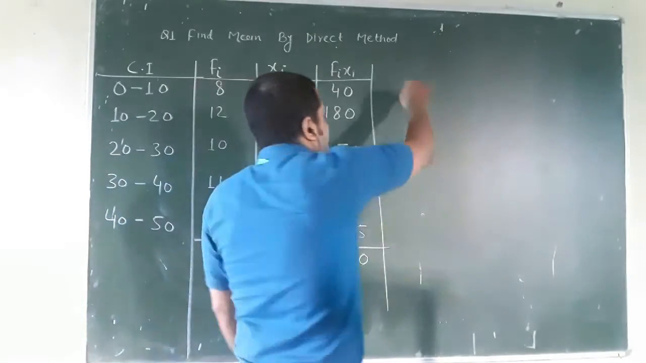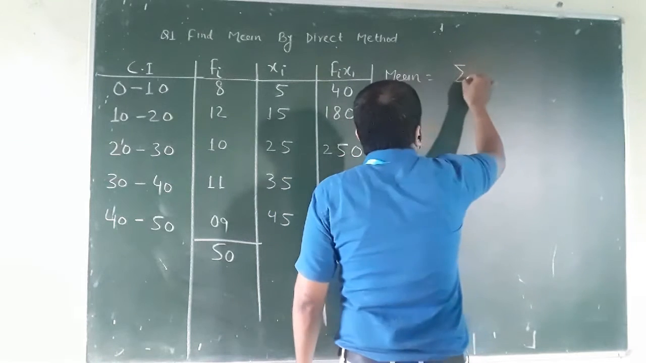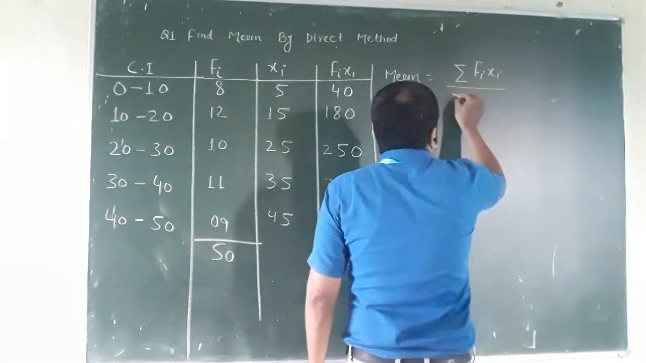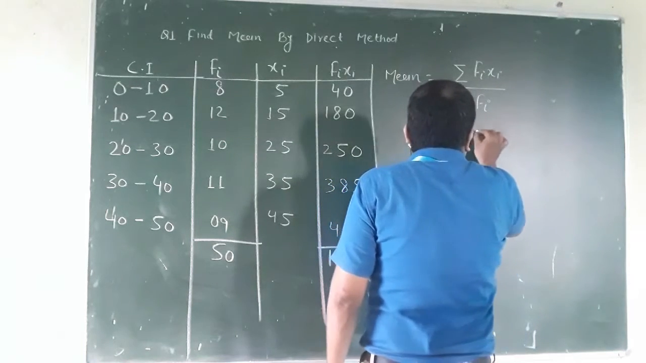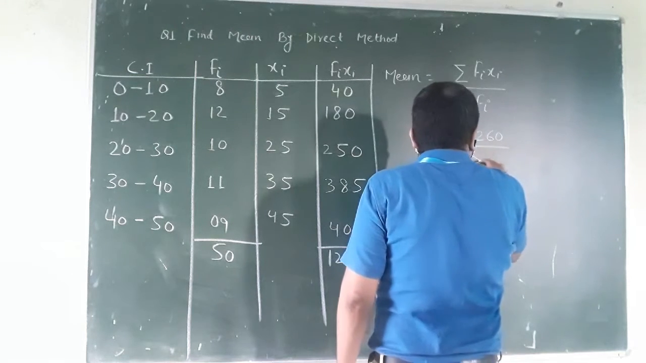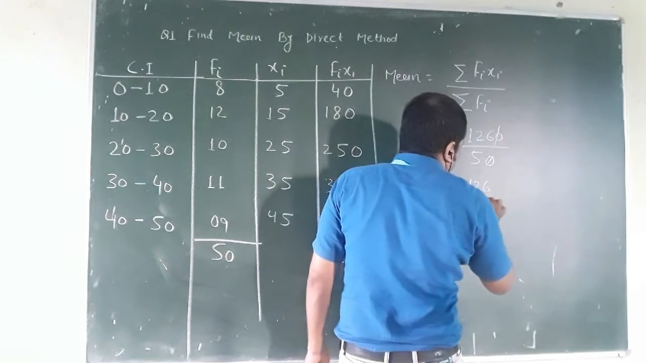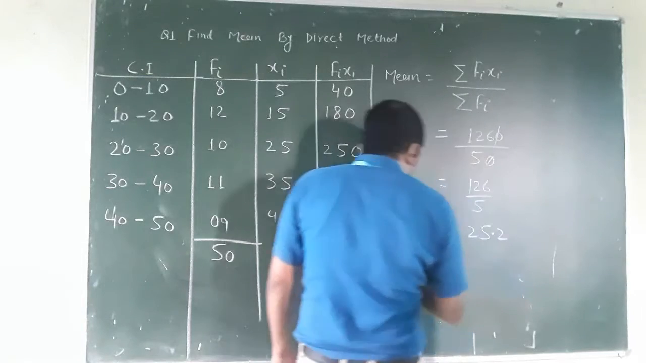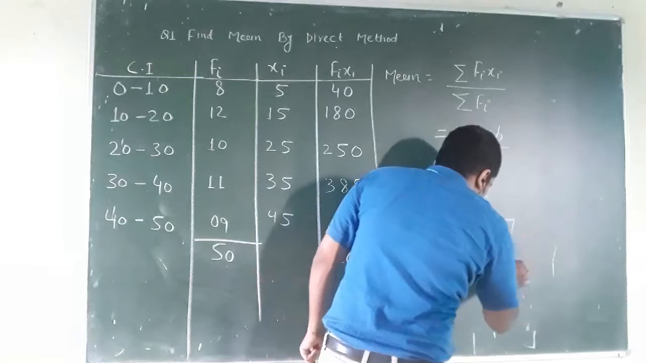Now we have to use the formula. Mean is equal to sum of fi xi divided by sum of fi, that will be 1260 divided by 50. Now the zeros cancel out, it will be 126 divided by 5, which is 25.2. That is the mean of this grouped data.